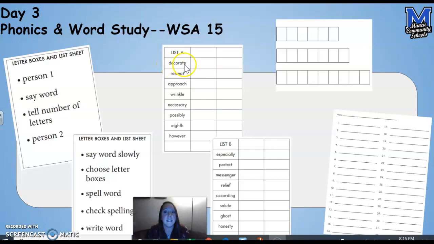They are going to say the word and tell their partner the number of letters that the word has. If we use the word decorate, we will say the word slowly. We will tell them that it has 8 letters.